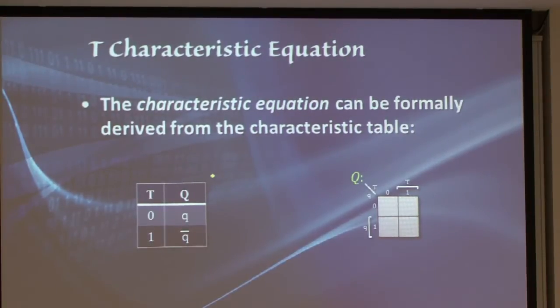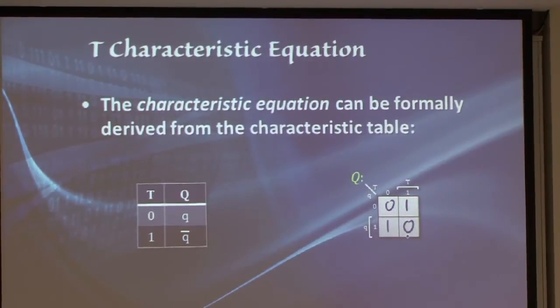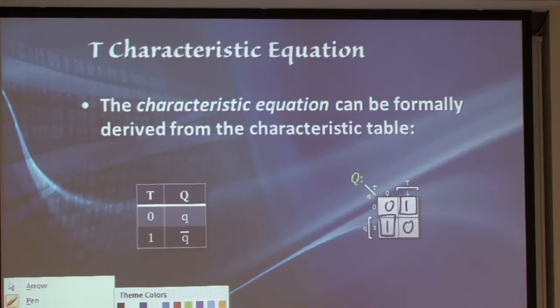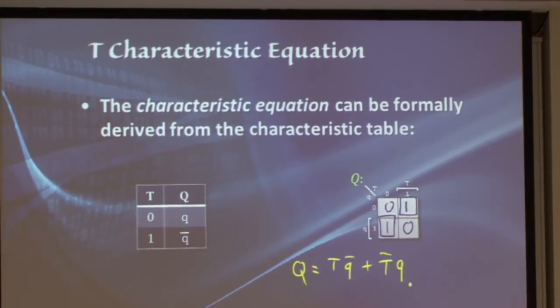Okay, so in order to come up with the equation, we look at if T is 0, then we'll just keep the current state. If it's 0, it will stay 0. If it's 1, it'll stay 1. If my T is 1, meaning toggle the current state, then a 0 will become a 1, a 1 will become a 0. And there's not really much grouping you can do here. You can really just circle these as they are, which will give us the equation T not Q or not T Q, which is an XOR gate.